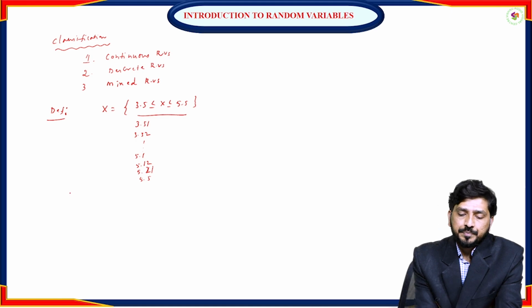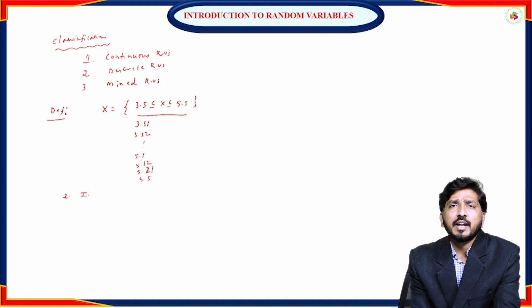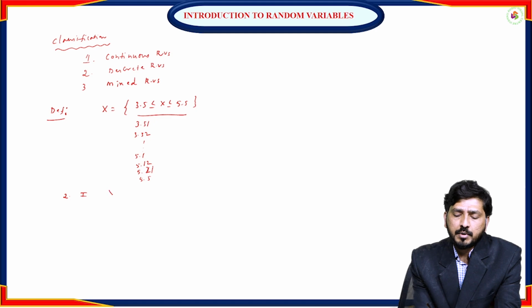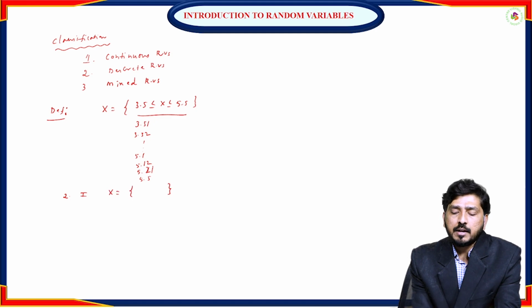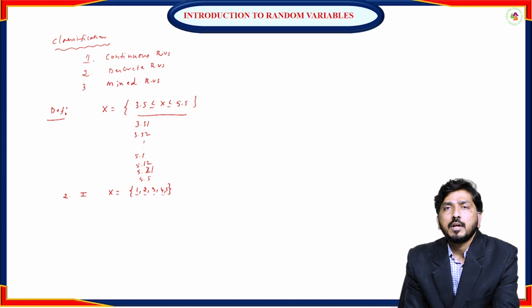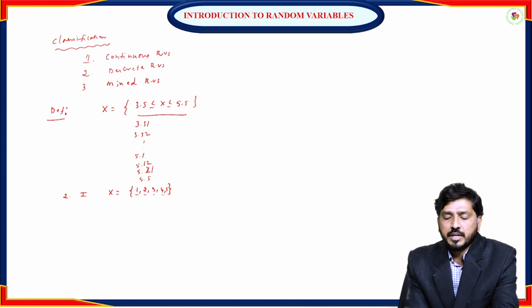Then the second one is the discrete random variable. It is defined as a random variable in which the number of elements is countable in nature. We can count a finite number of values, 1, 2, 3, 4, 5. Here you can count the number of samples, 1, 2, 3, 4, 5. These kinds of random variables are called discrete random variables.